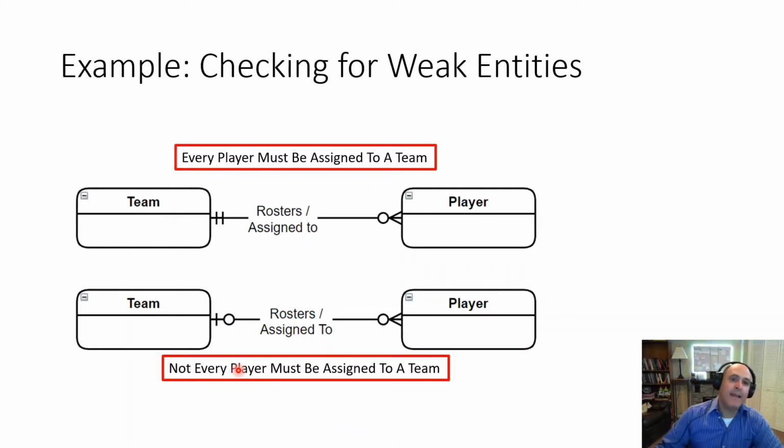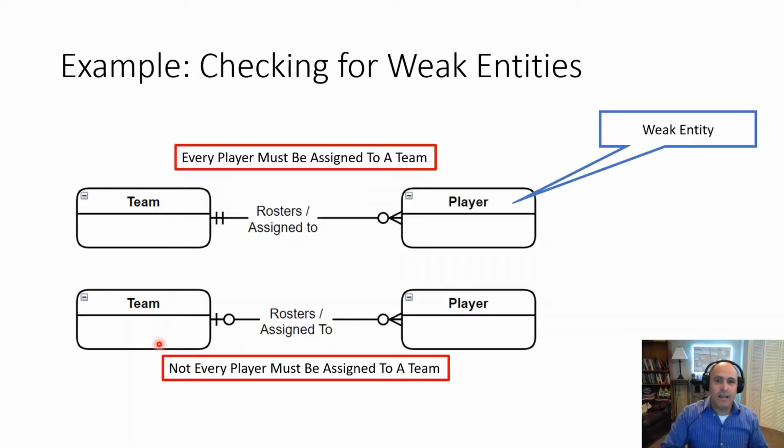In this example, I have the same relationship. Team, player. Team rosters 0 or more players. Player assigned to one and only one team. This one says team rosters 0 or more players. Player assigned to 0 or 1 team. In essence, they're the same business rule, but there's a subtle difference, and it's very important. This one up here says every player must be assigned to a team. If you put a player entity over here, you can be assured that they are on a team because of this one and only one. This one down here says not every player must be assigned to a team. There could be a player over here that isn't on a team.